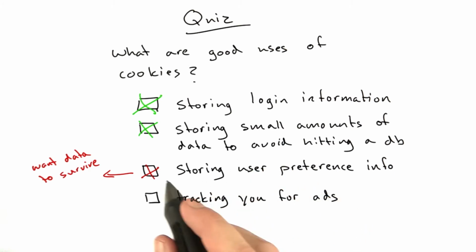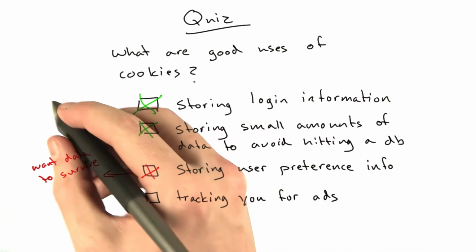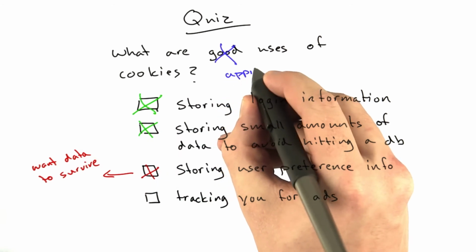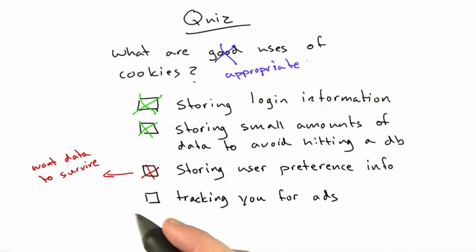And tracking you for ads. This is unfortunately maybe not a good use, more of an appropriate use, because tracking you for ads isn't really inherently a good thing, but it's a really common use of cookies. You go to a website, you may find yourself with 20 cookies that are tracking you for different ad providers.